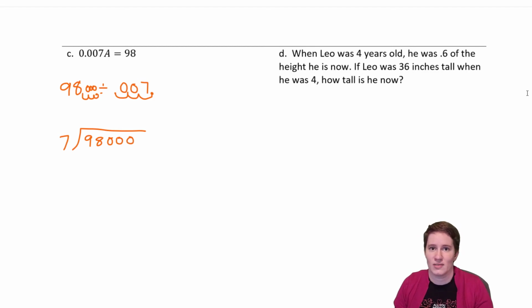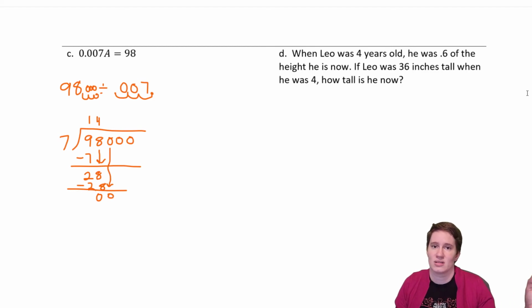And so say 7 into 9 goes once. 7 into 28 goes 4 times. And then all the rest of these are going to be zeros because 7 goes into 0 0 times, and we keep dropping zeros. So we just need to fill in the rest of these as zeros. So the answer to this is 14,000.